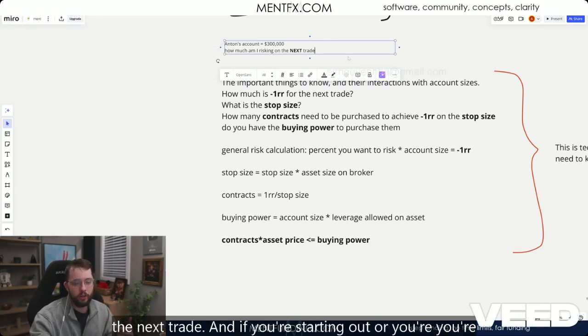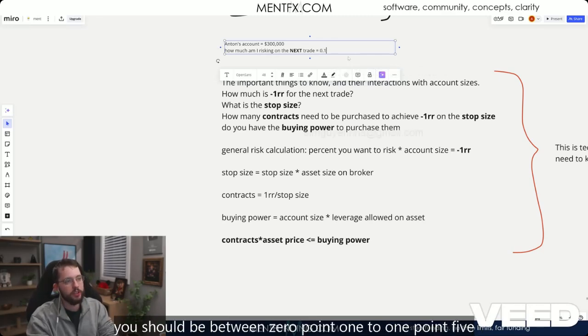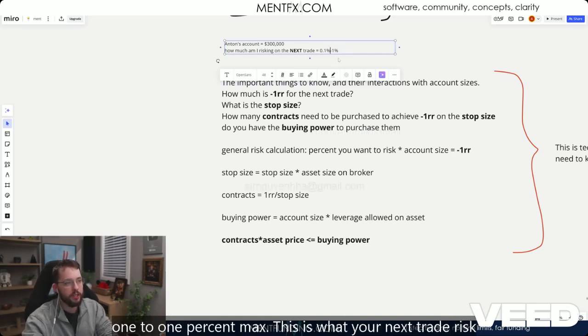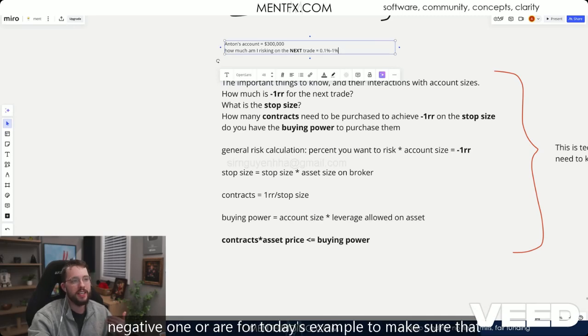And if you're starting out or you're kind of new, what I would almost guarantee suggest is that you should be risking between 0.1 to 1.5% max on your accounts. I would even say 0.1 to 1% max. This is what your next trade risk should always be. So this is going to be equivalent to -1 RR.